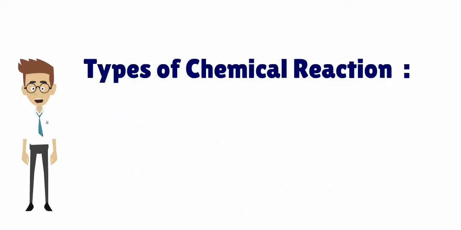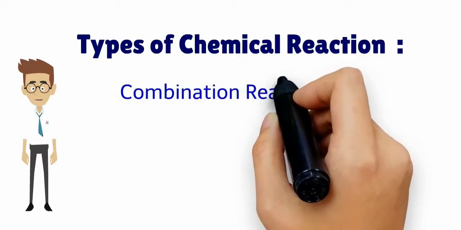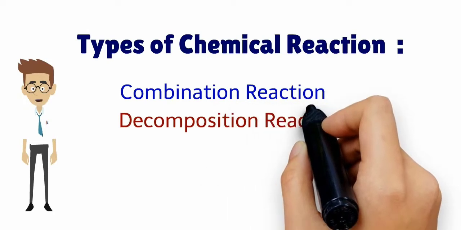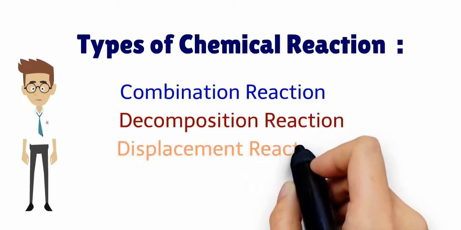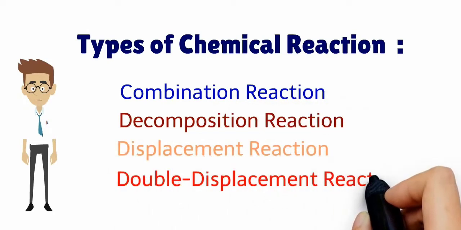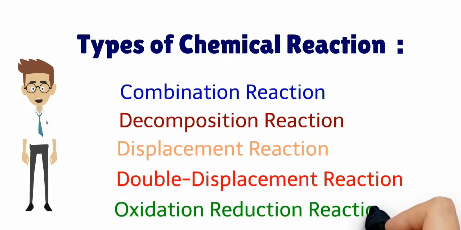Now, we come to the types of chemical reaction. These are combination reaction, decomposition reaction, displacement reaction, double displacement reaction, and oxidation reduction reaction. Now we take them one by one.